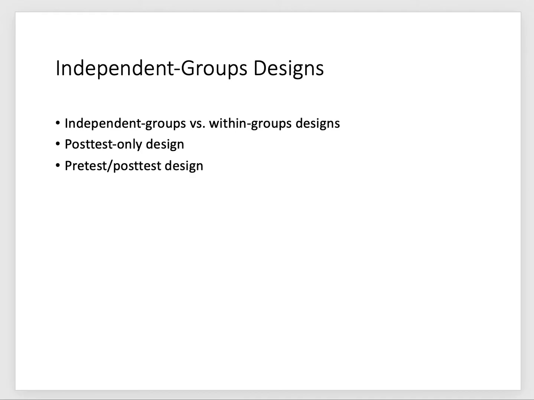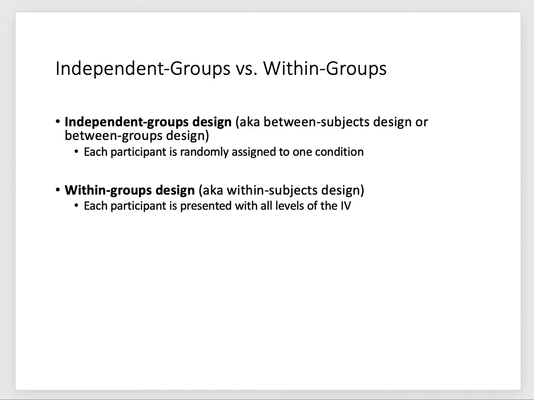All right, so a couple of different experimental designs that we're going to talk about. There are independent group designs that are different from within group designs, post-test only designs, and then there are pre-test, post-test designs. Independent group and within group designs are kind of the umbrella for these other types. An independent group design is also called a between subjects design.